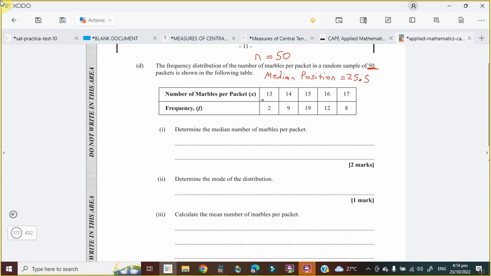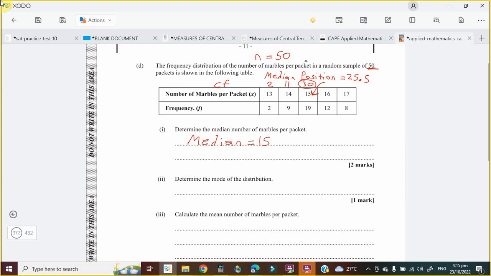All right, so gentlemen, that is why I love when you write the cumulative frequency. So you have 2 here, then 2 and 9 is 11, then 11 and 19 is 30. That way we can identify where 25.5 would be. 25.5 is in here. So the median is equal to 15.